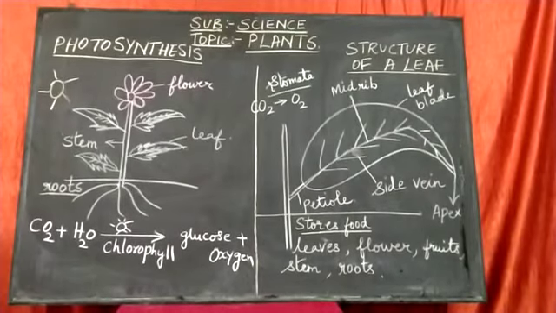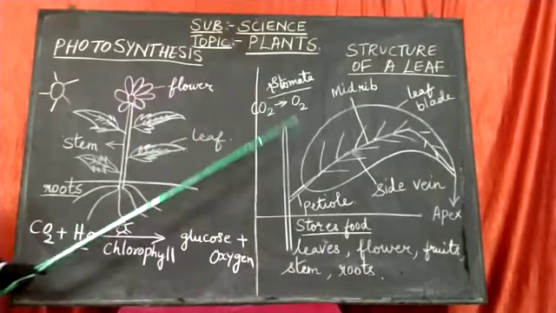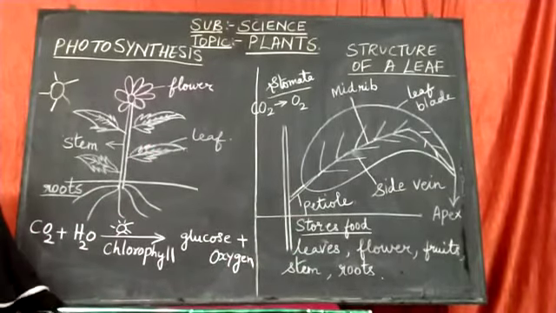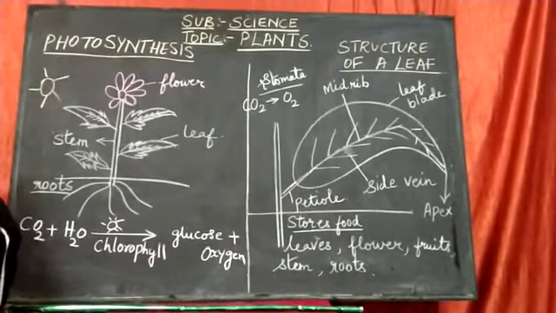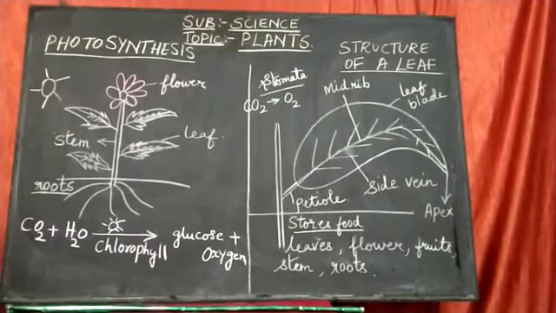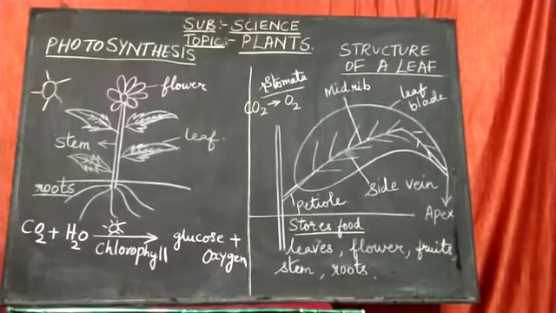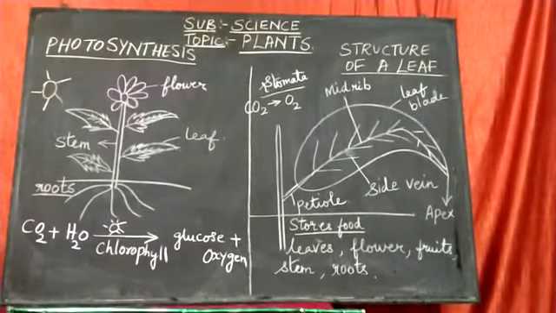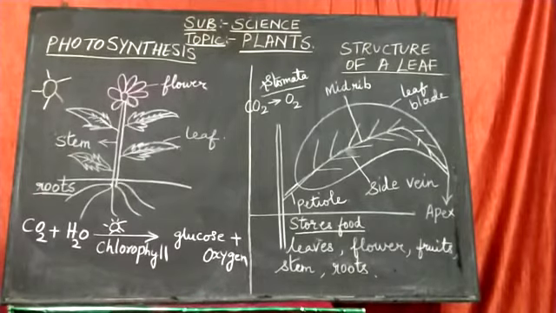Today we are going to learn the subject science and the topic is plants. As you all know, the main source of food we get is from the plants. So plants give us food and plants are very important for all animals and human beings, because we all depend on plants for food. For example, fruits, vegetables, yes, we need plants for all these things.